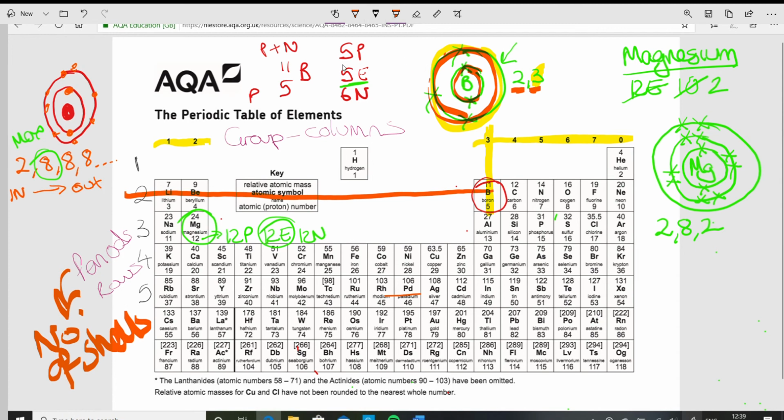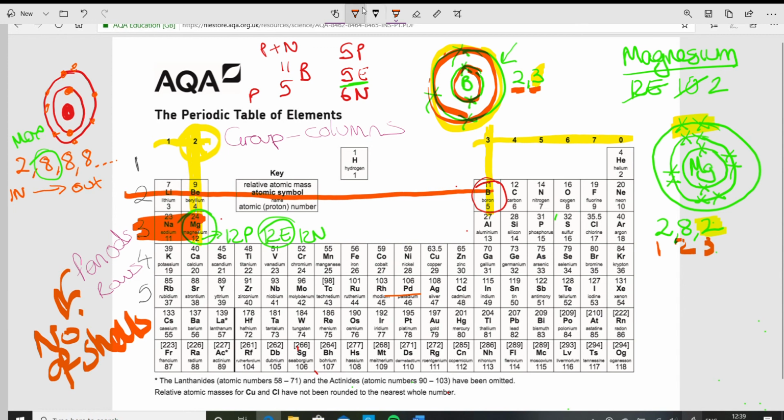Let's relate it to magnesium. Magnesium had 2 in its outermost shell, these 2 here, and that makes sense because magnesium is in group number 2. Magnesium has in total 3 shells, 1, 2, 3, and it's in the third period. So that's how those numbers relate back to there.